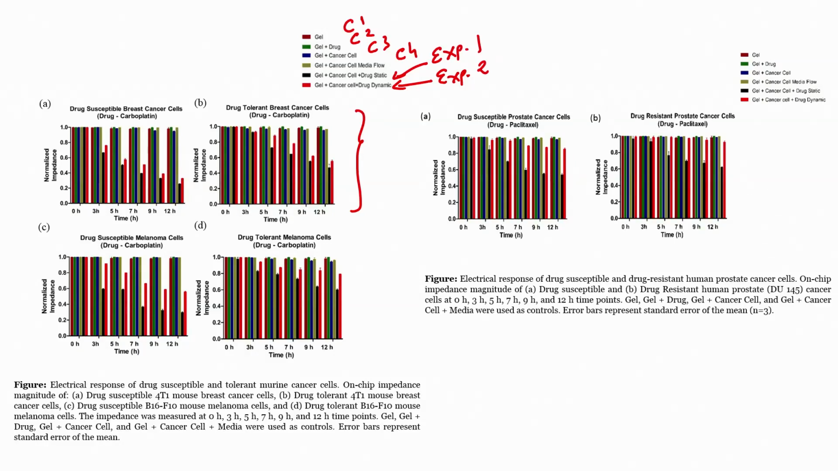What if we are using melanoma? In melanoma also we can see a signature. What if melanoma is tolerant? Drug tolerant melanoma cells also show a particular signature. You can very easily see, so you have different signatures for breast cancer cells which are susceptible, breast cancer cells which are tolerant, melanoma cells which are susceptible, melanoma cells which are tolerant.